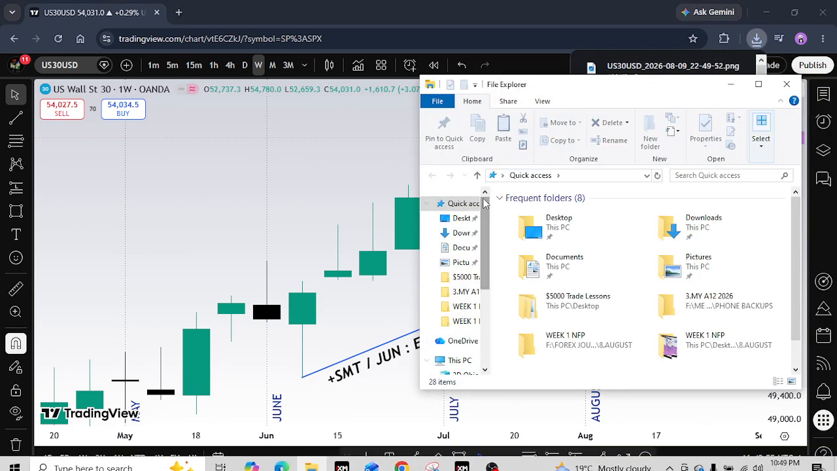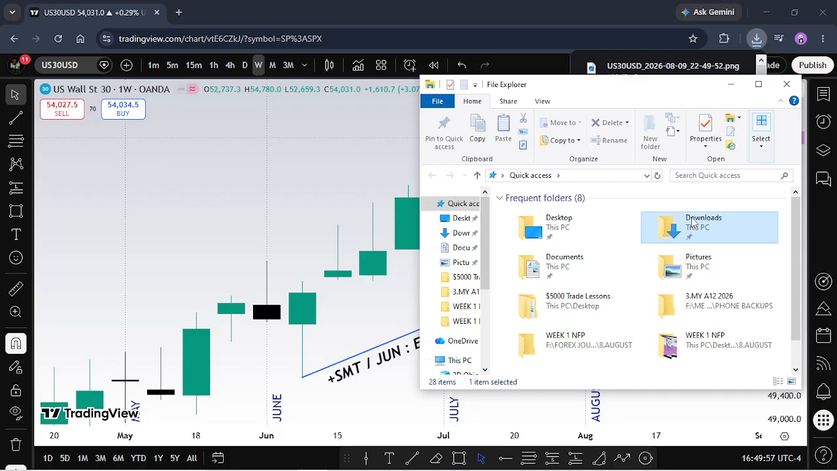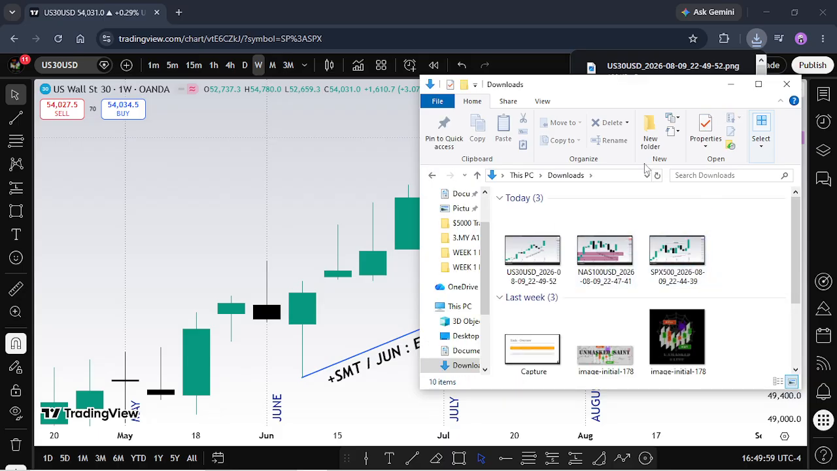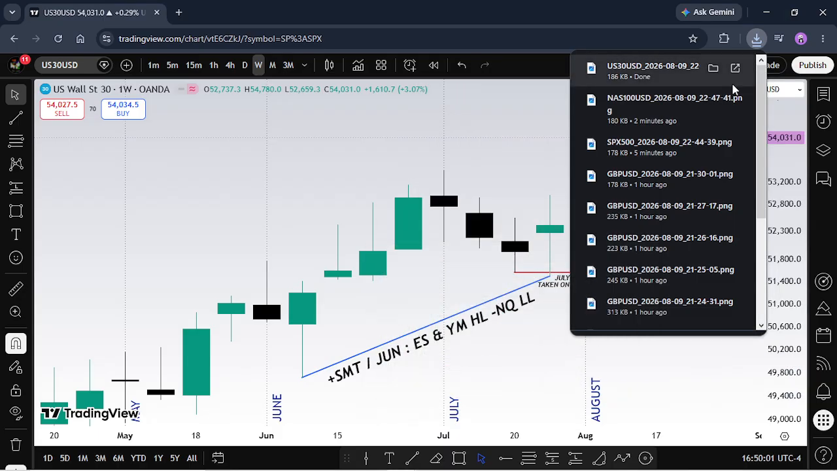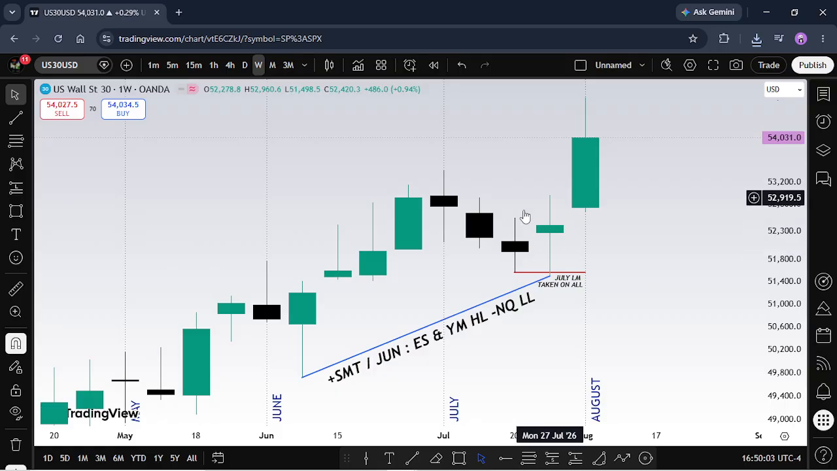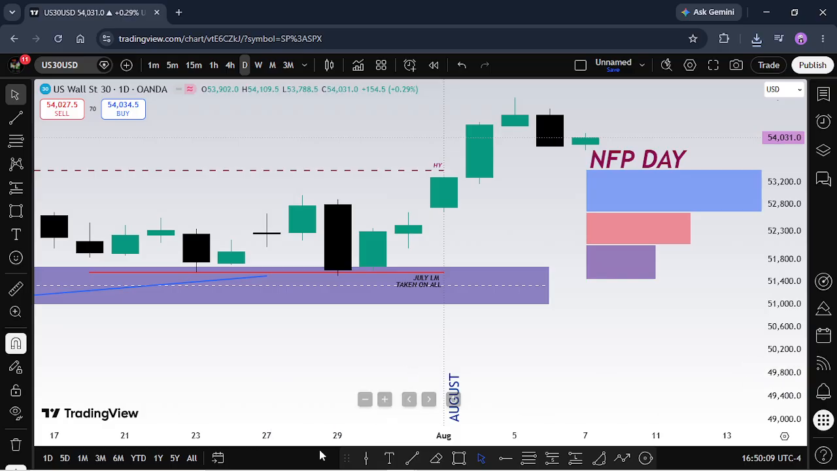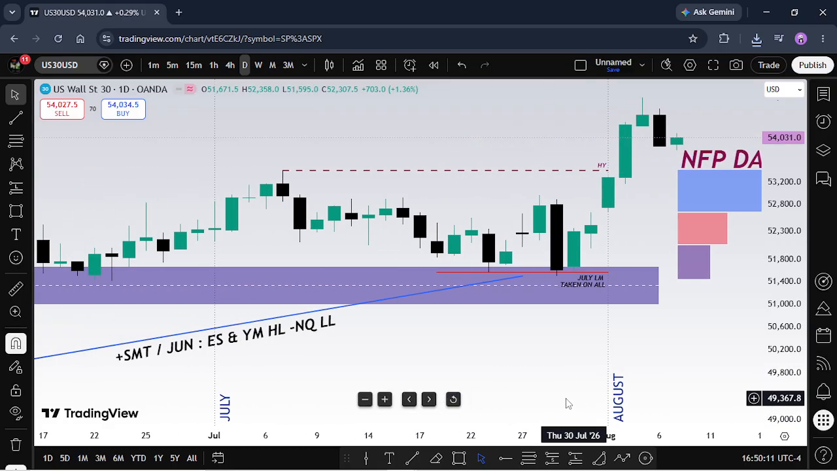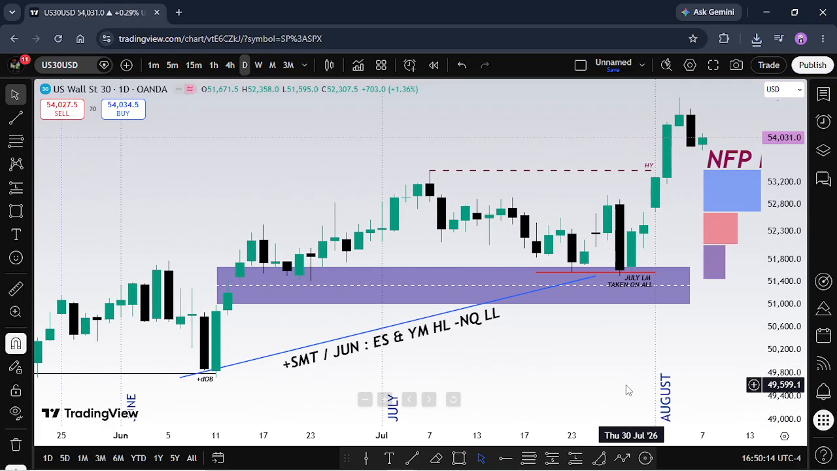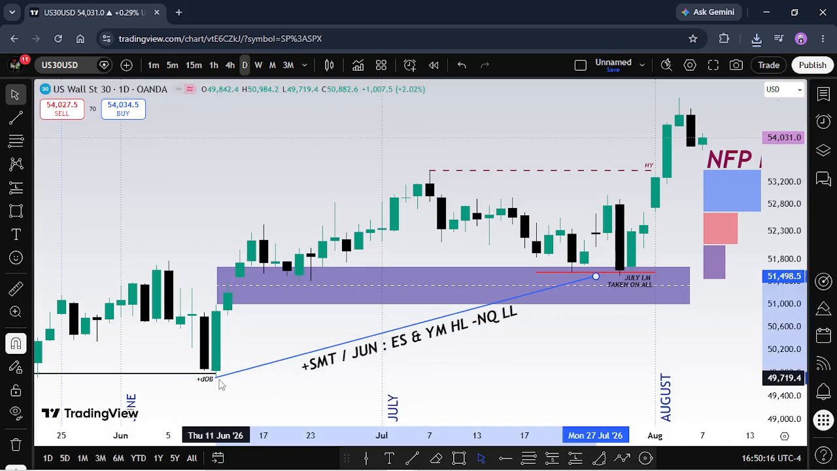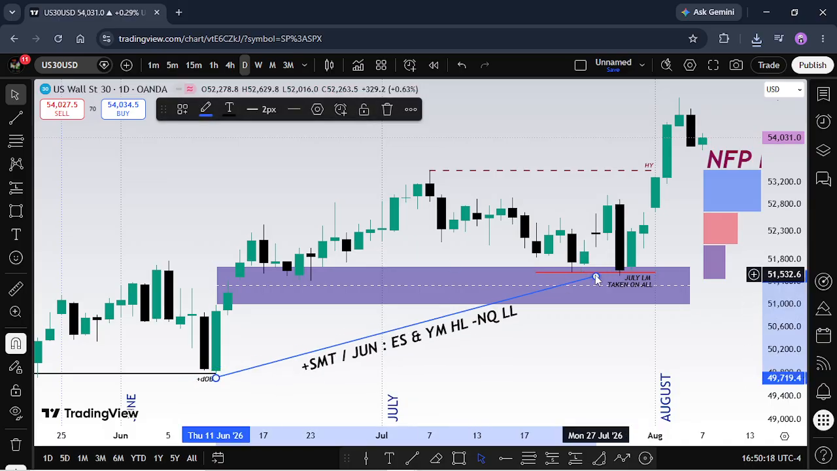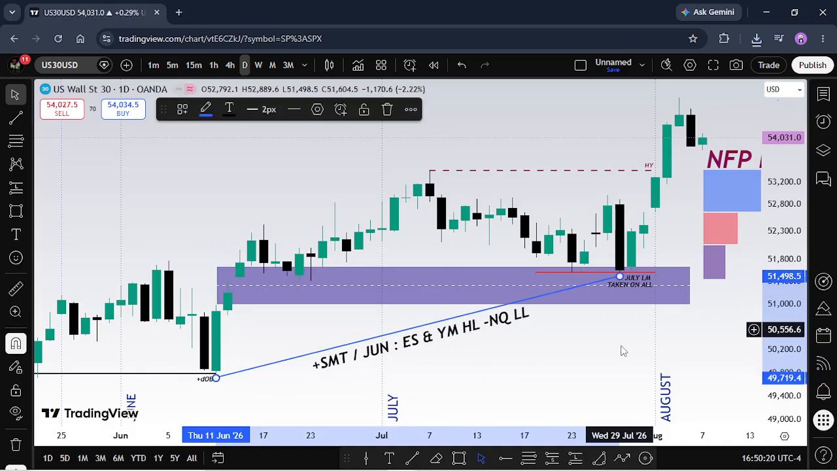Let me open that, download. So we got all the three screenshots from the weekly time frame, right? So we're trying to see how this played a role. But honestly, I don't think it played a role on the daily time frame. But let's see, right? For me personally, I don't think it played a role, but I might be wrong.